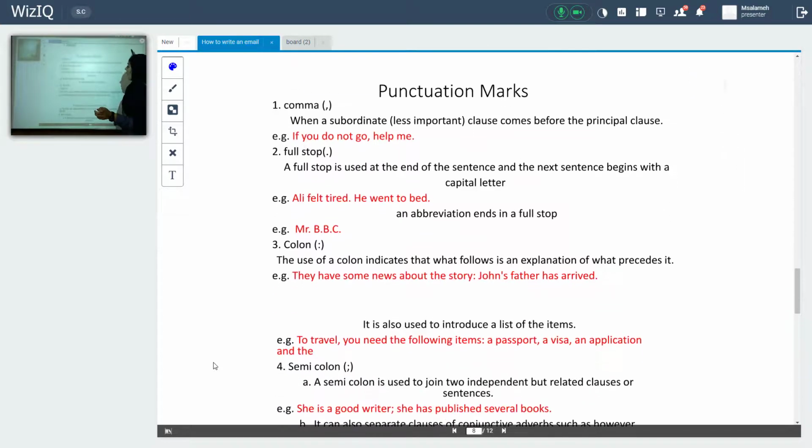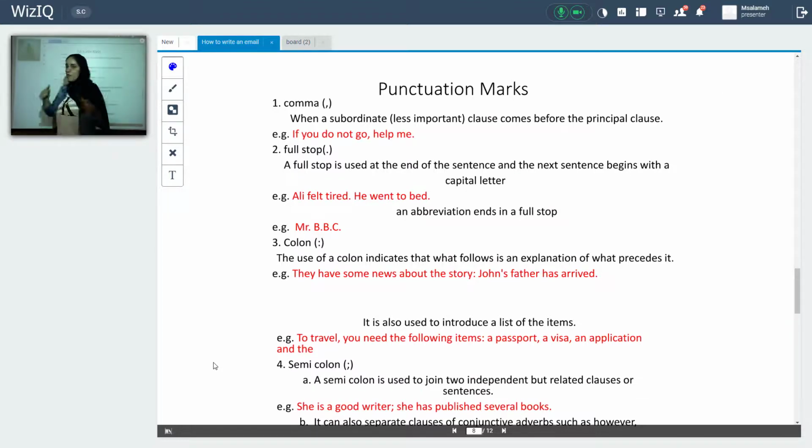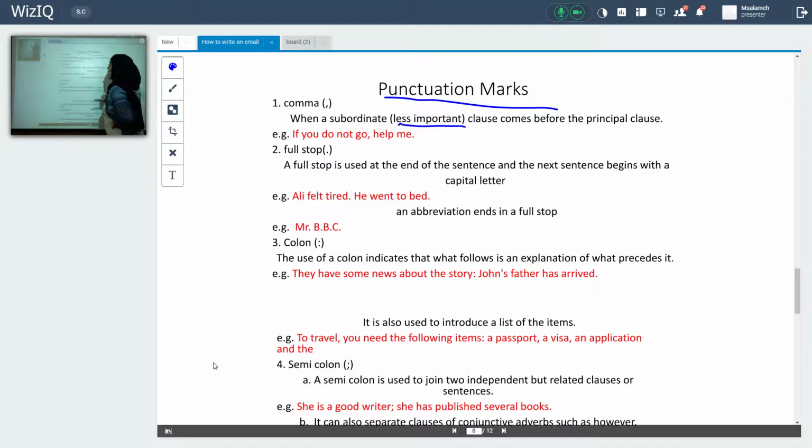Another thing: punctuation marks. Punctuation means علامات الترقيم. Here, we have seven punctuation marks you should use in your email. Number one, the comma. When should I use a comma? When a subordinate, less important clause comes before the principal clause. For example, "If you do not go, help me." This is the main and principal clause. This is the less important one.